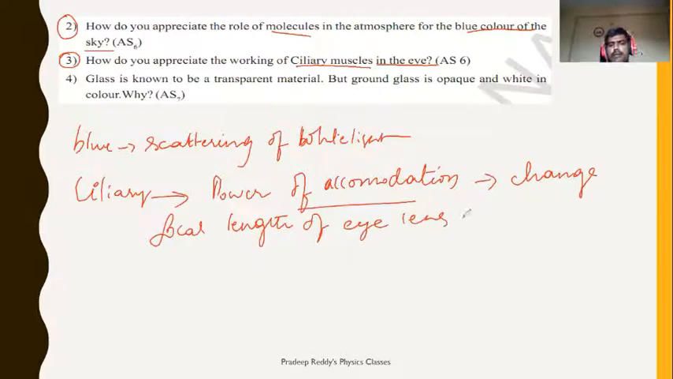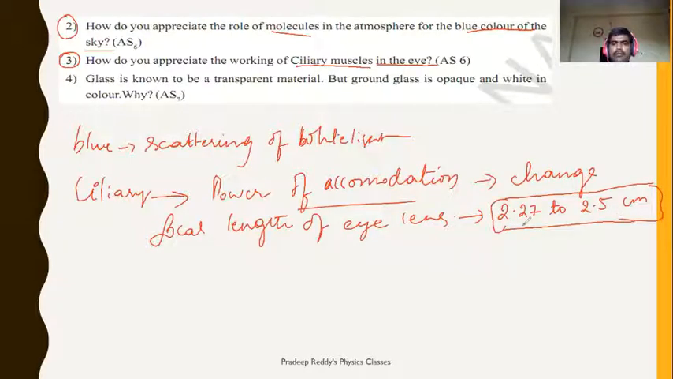It changes the focal length of the eye lens, and maximum it will be varied from 2.27 to 2.5 centimeter. This is the range where ciliary muscles change the focal length of the eye lens. It will be in between 2.27 to 2.5. So changing of the focal length of the eye lens is possible only with the ciliary muscles. That is how you can appreciate the working of the ciliary muscles in the eye. That is question number 3.